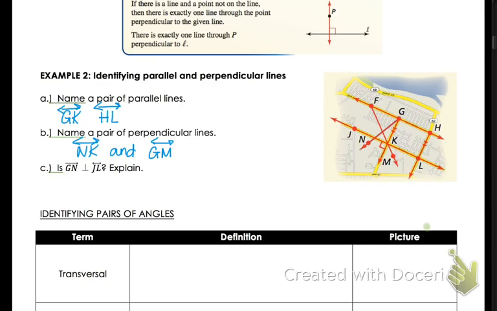So then the question is, is GN perpendicular to JL? And we have to say no, because there's no right angle marked on that picture. I mean, it kind of obviously looks like it's not, but we can go ahead and say that it's not because they haven't marked anything to give us that information. So we can say no, it is not marked on the picture.